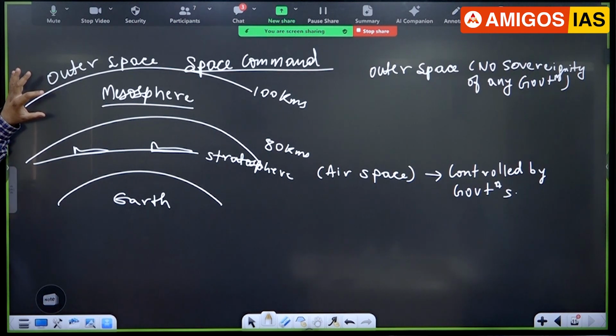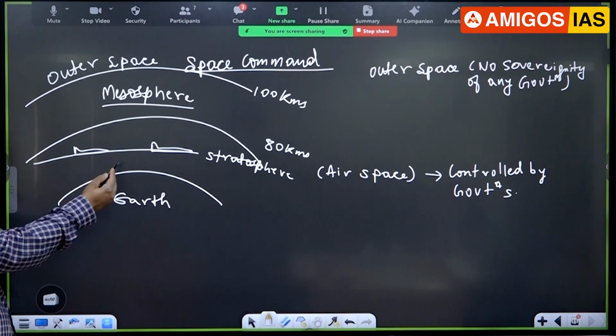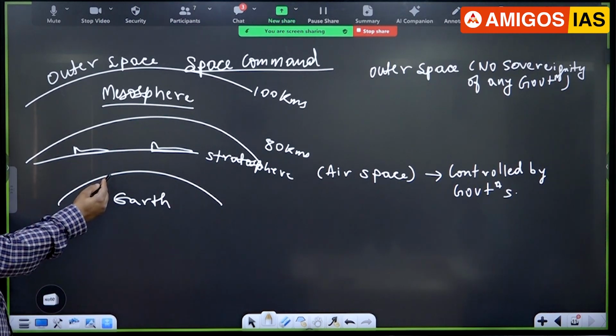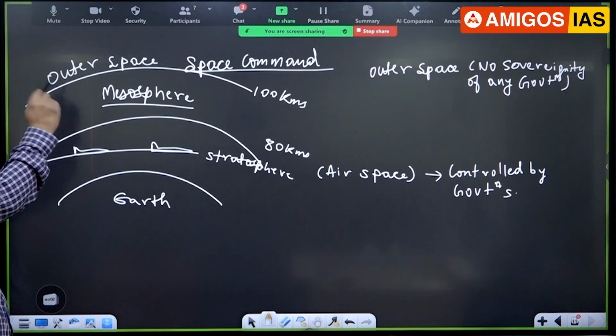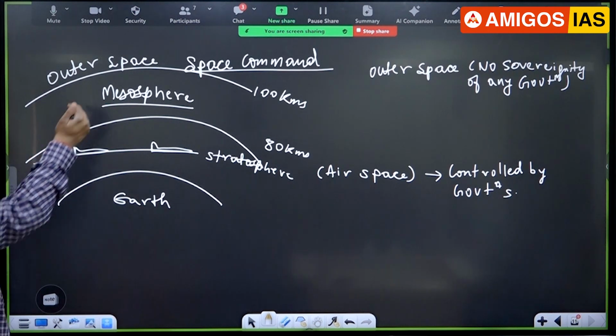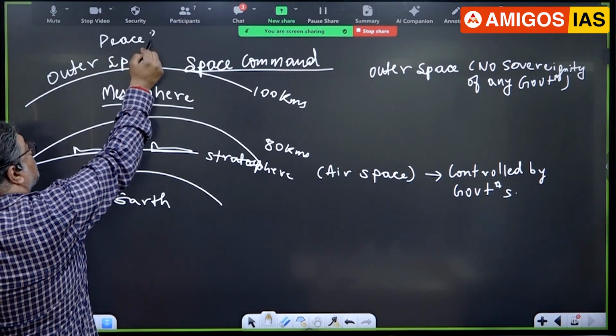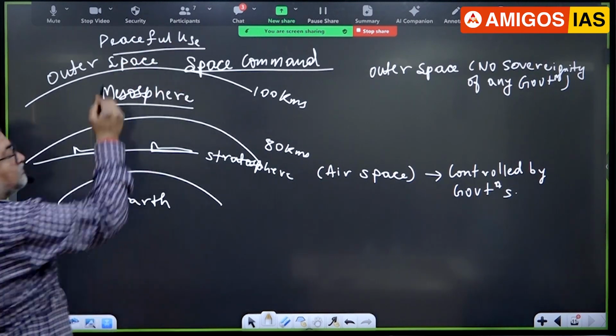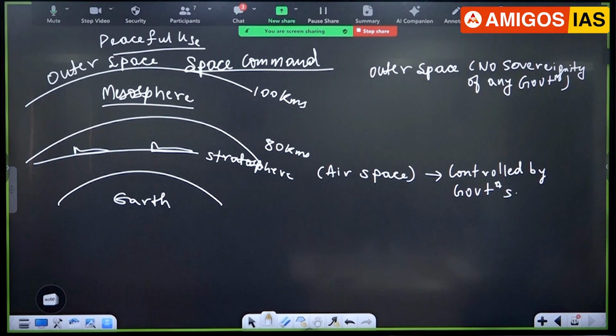See, China is very smart. Where can the government control? Stratosphere. And where is international level control of space? After 100 kilometers. There is something you will come across, the Karman line. After the Karman line, 100 kilometers. So for outer space, there is a treaty called the Outer Space Treaty. And what does the Outer Space Treaty say? Peaceful use. Try to understand. The Outer Space Treaty of 1967 is a treaty by governments that outer space should be used for peaceful purposes and there should not be any weaponization. That means China cannot use any weapon in outer space.